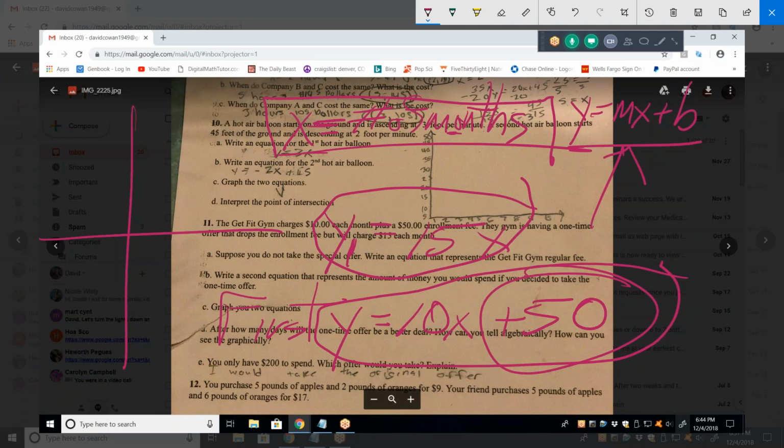Over here on the left, I'll do it in two different colors. We'll start it at 50, and that slope is 10. So that's a pretty steep slope. That's their standard. And then in blue, we'll graph this one right here, which is their one-time offer. We know that's 15x. Where does that cross the y-axis?